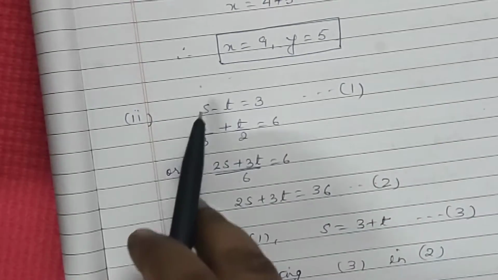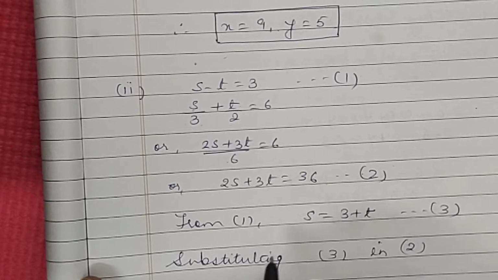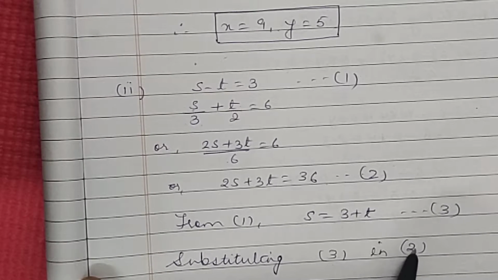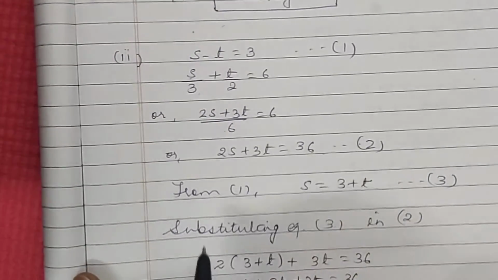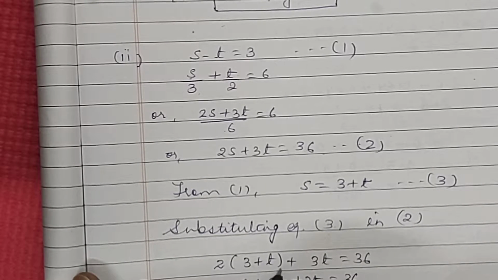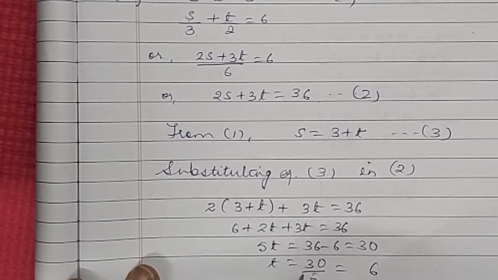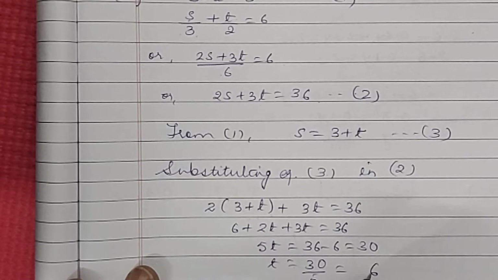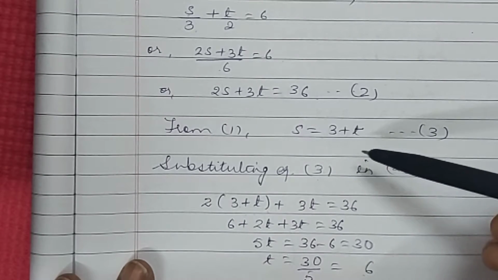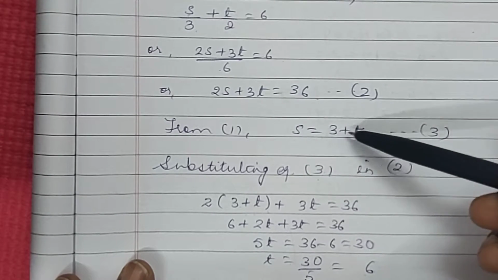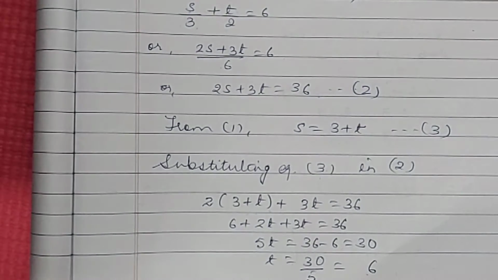Now, from equation 1, we can write down s equals 3 plus t. Let us put it as equation 3. Now, substituting equation 3 in equation 2, what is equation 2? 2s plus 3t. So, 2 into, in place of s, I am putting 3 plus t, plus 3t equals 36. Just go on solving. When you solve it, you will get t equals 6. When you are getting t equals 6, you will put it in equation 3 to get the value of s. Now, what will s be equal to? 3 plus t, that is 3 plus 6, that is 9. So, we will get s equals 9 and t equals 6.